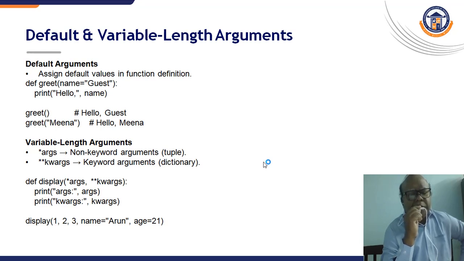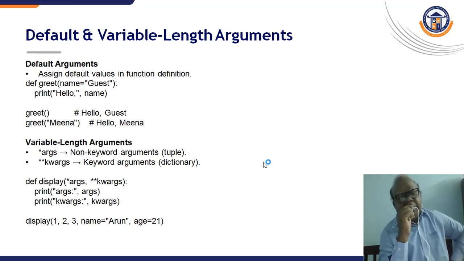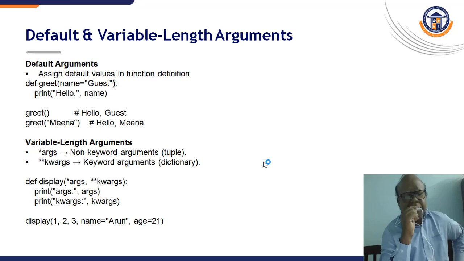In the main program you can see you are calling the function display with the values 1 2 3. So these first three will go as arguments, as a tuple, and it will be printed. Similarly, the next one is a key-value pair, where name will act as the key and the value will act as the age, and that will be printed in the second one, the dictionary.